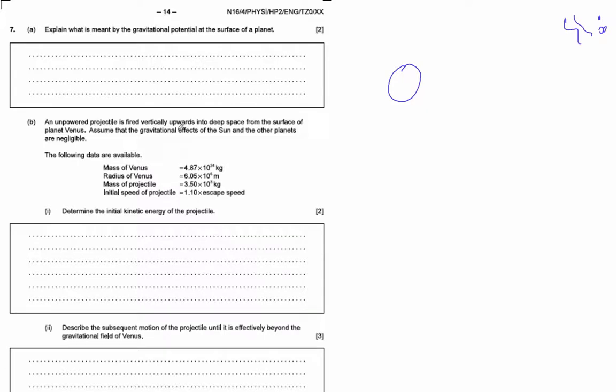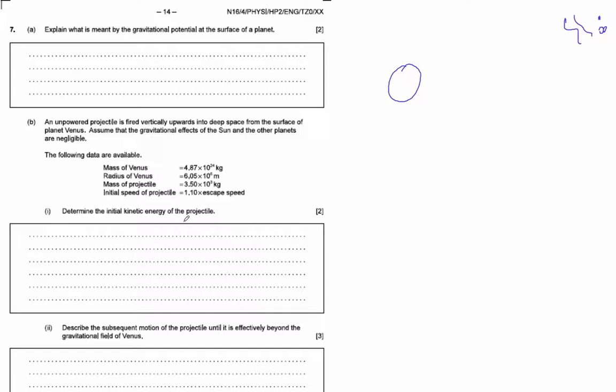Okay, so an unpowered projectile is fired vertically upward into deep space from the surface of the planet Venus. Now, I kind of object to this problem because Venus has this very thick atmosphere. I'm sure it would just collide with the atmosphere and burn up. But let's ignore the atmosphere of Venus and assume that this is a possible thing that we could do.